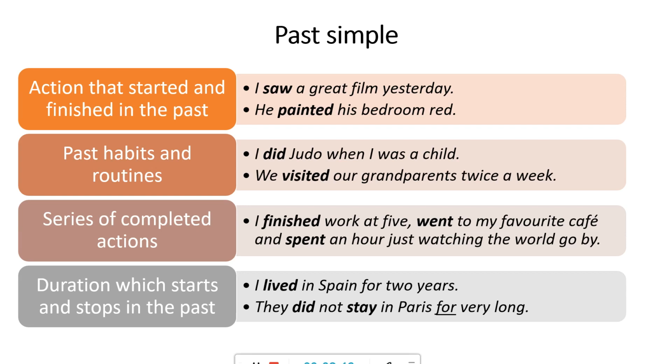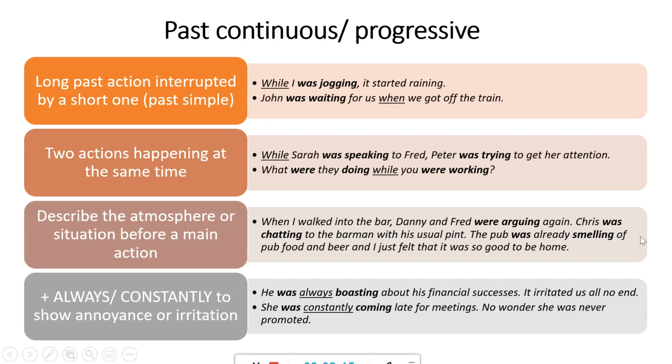All right, we move on to past continuous, also called progressive. Remember that with continuous tenses, we only use action verbs. The uses of this tense. First of all, we use it to talk about a long past action interrupted by a short one. The short one is going to be in past simple. And here's where we use while or when.